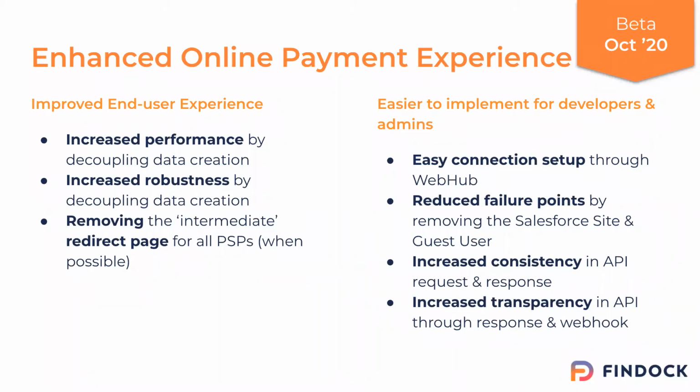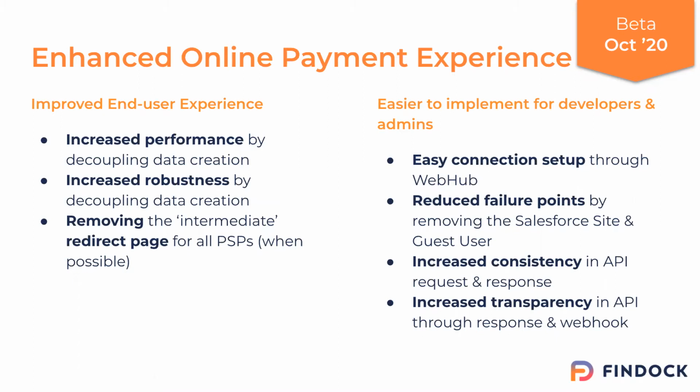Then secondly, we bring increased robustness by decoupling the API from the Salesforce transaction. And that means that in the past, when something went wrong in Salesforce, that would also break your API. Now with the new API, the money still will be collected, your customer will be able to finish the operations, and the errors in the data creation can be reviewed and can be fixed later. And by removing an intermediate redirect page, we make the solution not only faster, but also more robust.